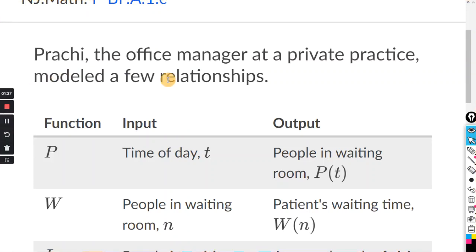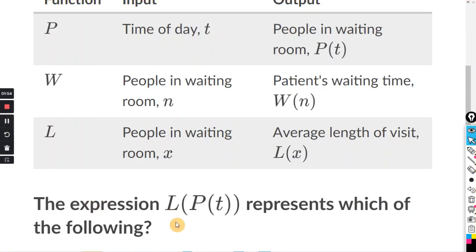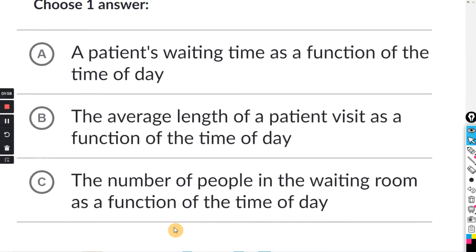Okay, Prachi, the office manager at a private practice, modeled a few relationships. All right, so you will see this chart in most of the problems. Okay, they have the inputs and the outputs here in columns and the function variables. All right, the expression L of P of T represents which of the following? Okay, and notice in all the problems it says function of something for the last half of the sentence. Function of, function of. So we want to see what this is a function of first.